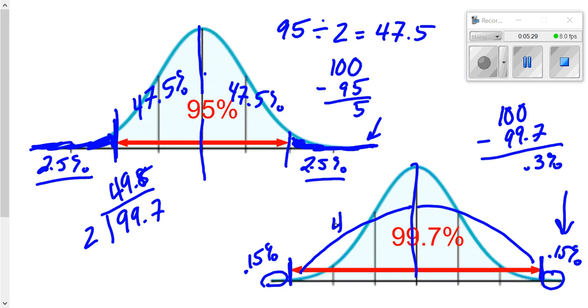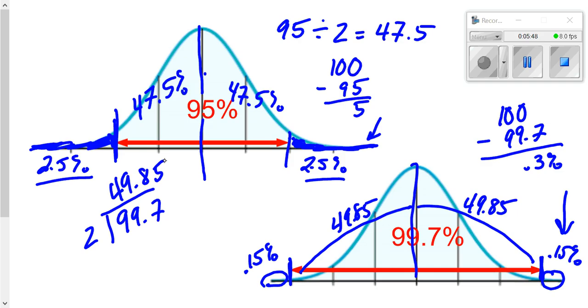Oh my gosh, my writing. I didn't even realize. Sorry about that, guys. I'm curled up on the couch, and that is probably not the best way to record a video because my computer just slipped on my lap. Should be using a table. Sorry about that. Okay, so 49.85.